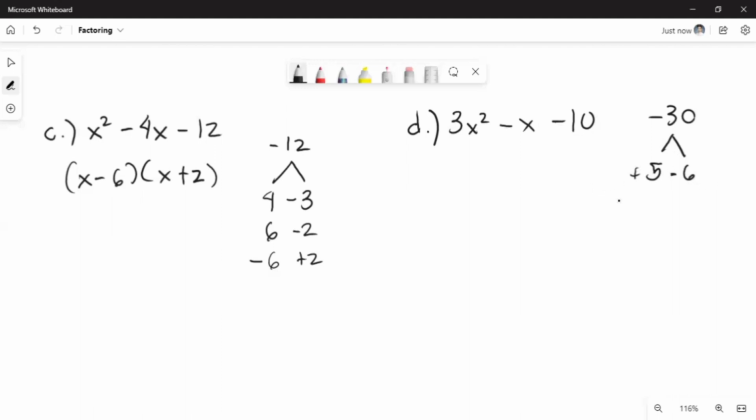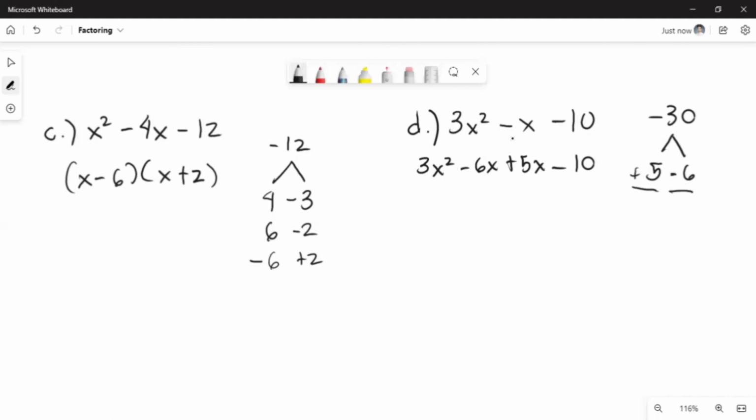Now, in this case, we need to expand that negative x using these two numbers. So we will write it as 3x squared minus 6x plus 5x minus 10. Okay? As we can see, negative x is just the same as negative 6x plus 5x, because negative 6x plus 5x is just negative x. Therefore, we just expanded negative x using these two numbers.